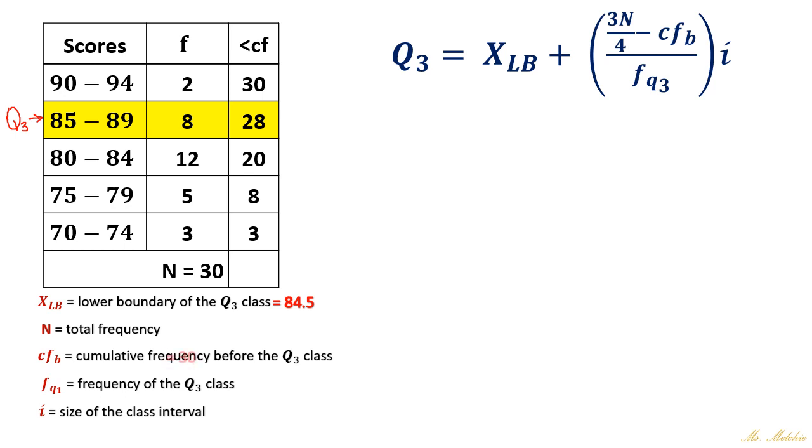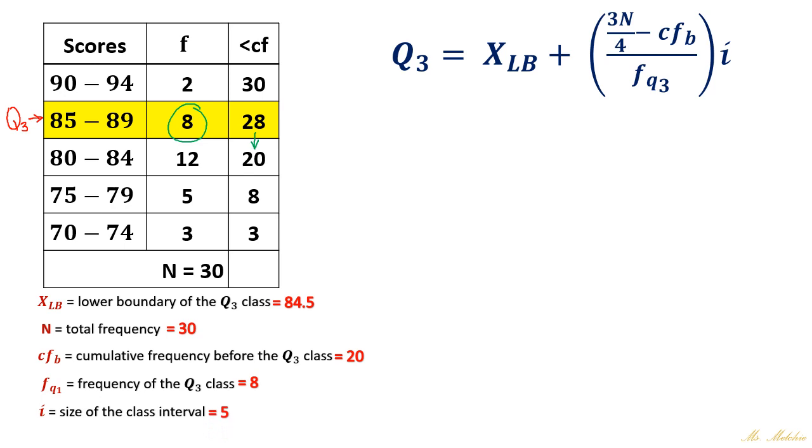Next is the total number or the frequency. So we would have 30, same, n is equal to 30. Next is our cumulative frequency before, or below, the Q3 class. Here 28 is the CF of our Q3 class, but below that we have 20. So that is why we have 20 here. Next is the frequency of the Q3 class. Here we have 8.